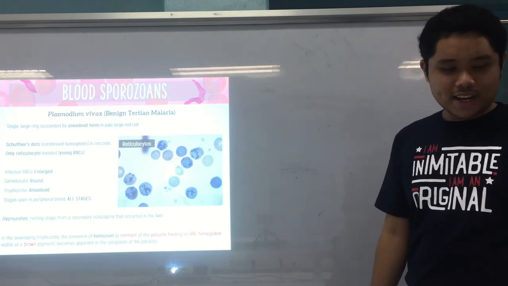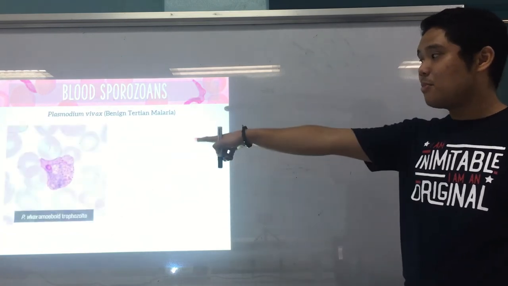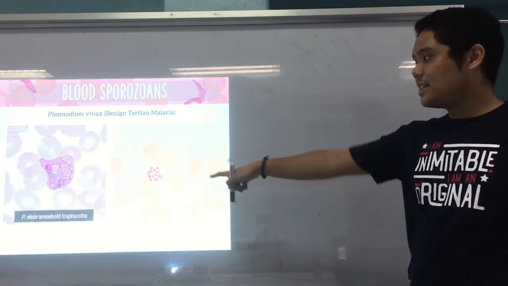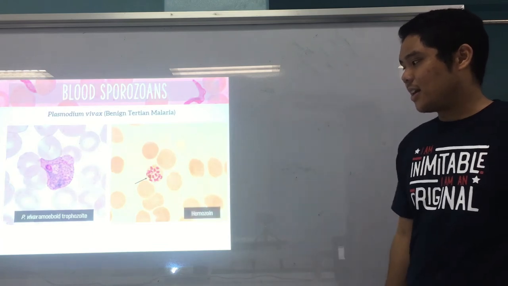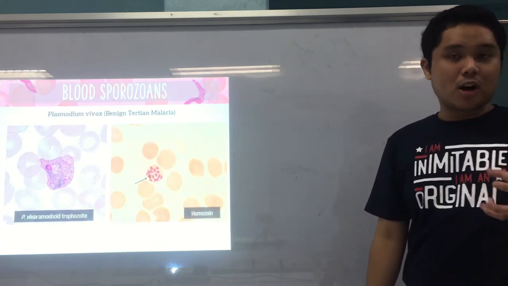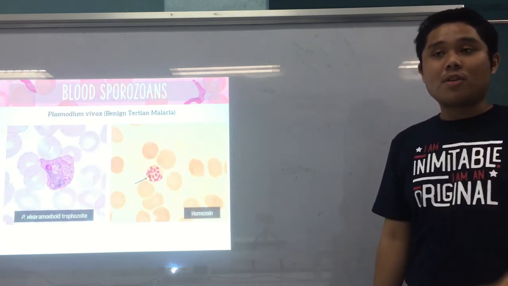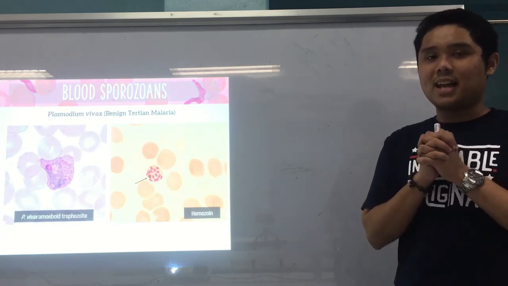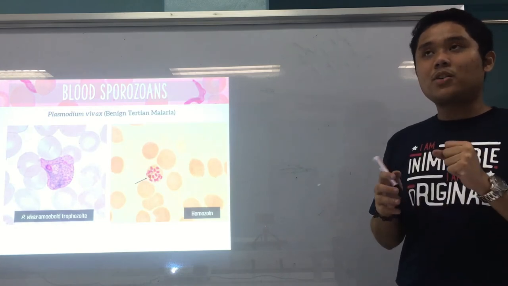Alright, so here's an example of P. vivax, amoeboid trophozoite. As you can see, amoeboid, it looks like an amoeba. And this is your hemozoin, the brown pigment there, which is again a byproduct of the parasite feeding on the RBC's hemoglobin. So don't be confused there.